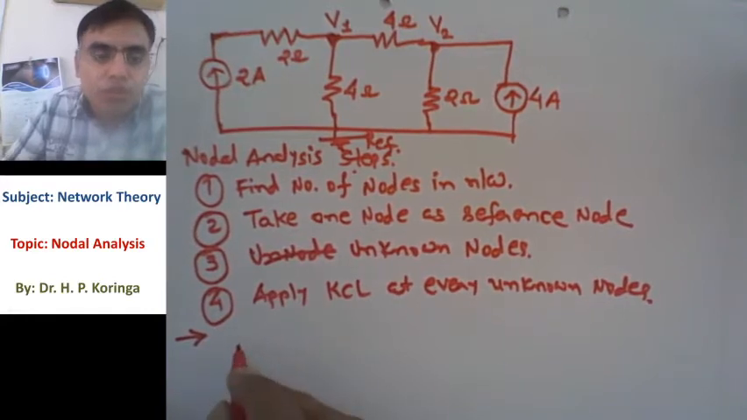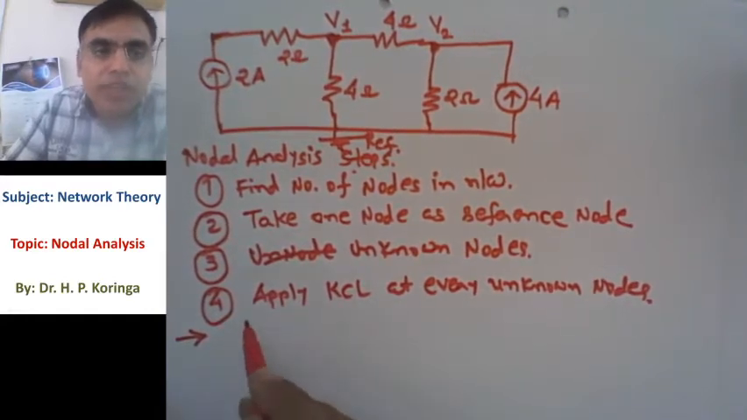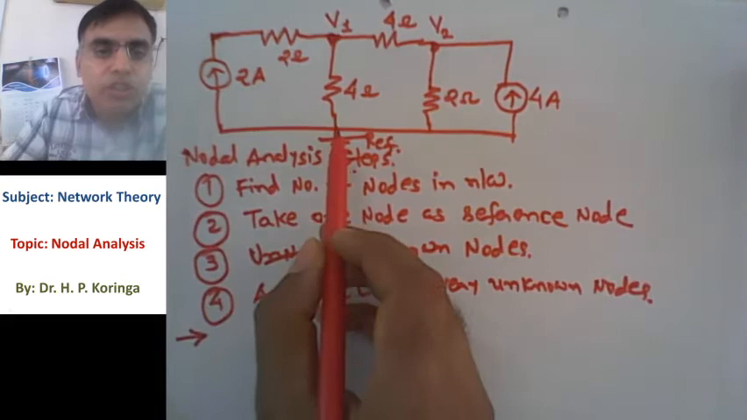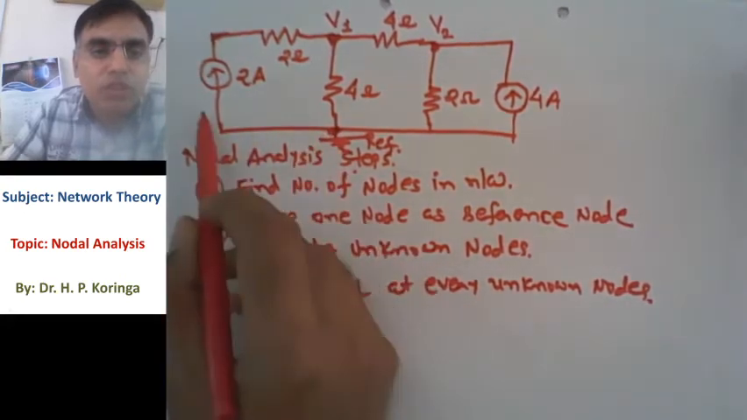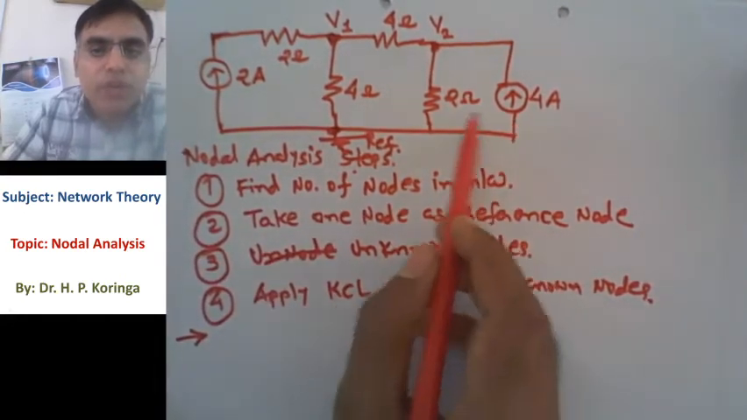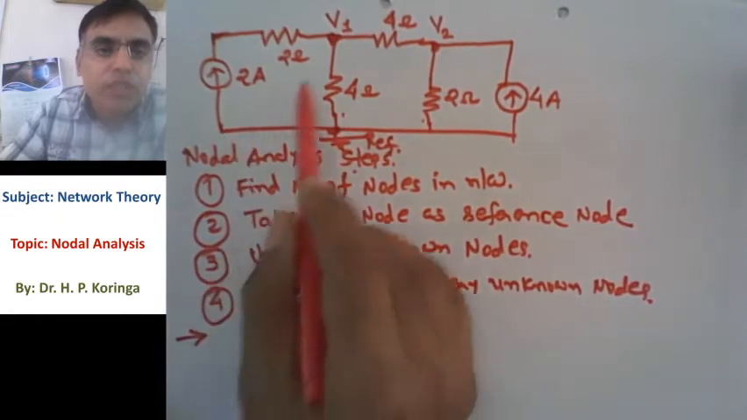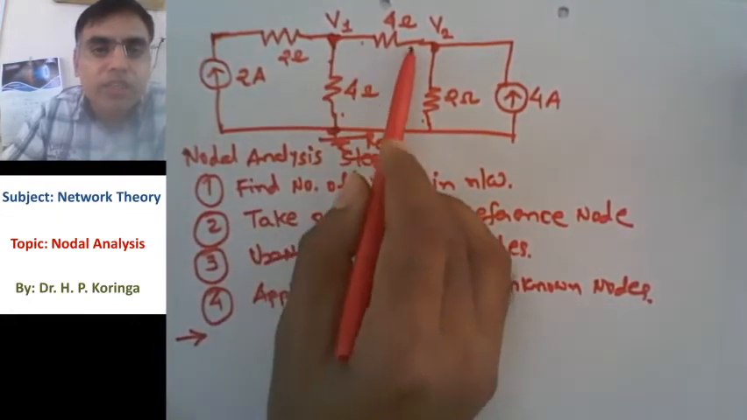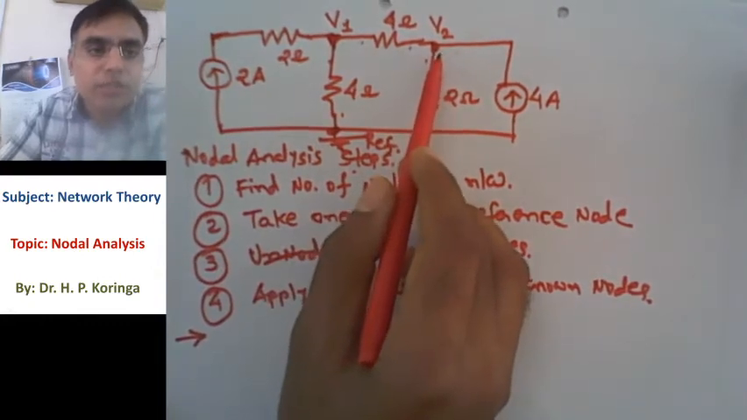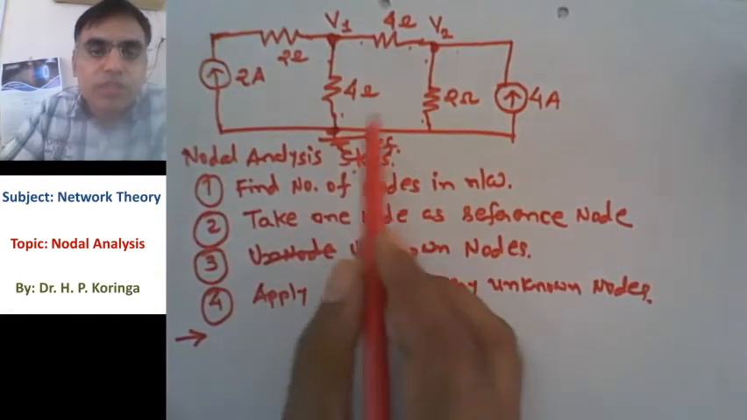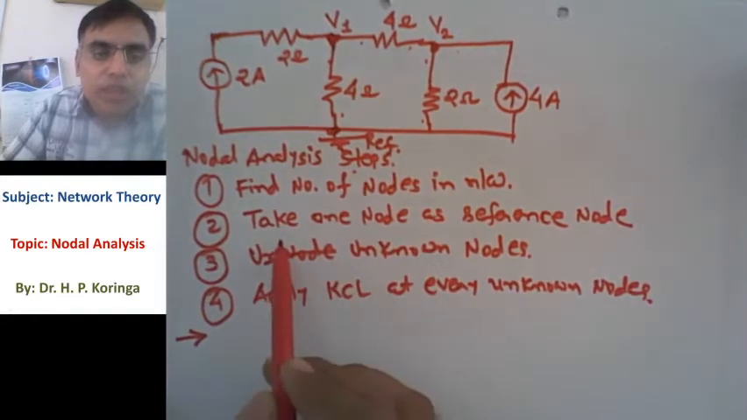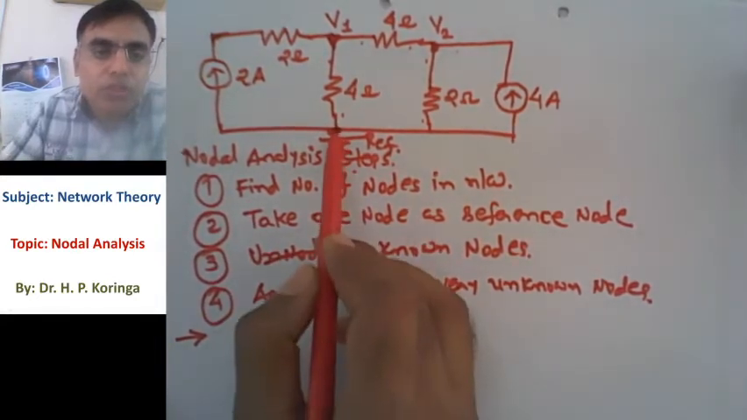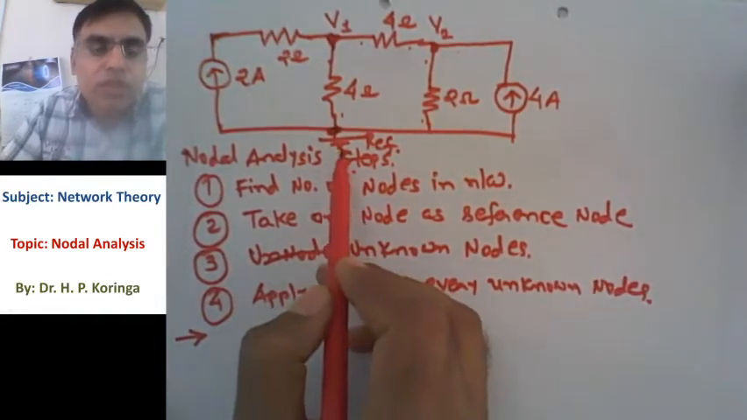So let us apply Kirchhoff's current law, or nodal analysis, in the above network, and let me find V1 and V2. What is our first step? We have to identify the number of nodes. In this network there are three nodes. This is one node where four branches are connected. This is another node where three branches are connected. This is the third node where another three branches are connected. So in this network there are three nodes, and we take one node as a reference. Let me take this bottom node as the reference.